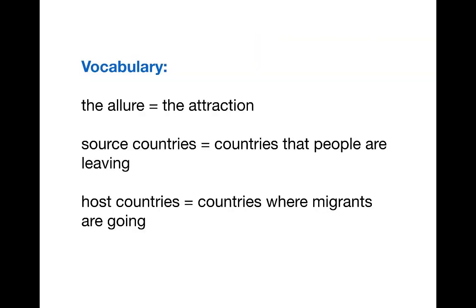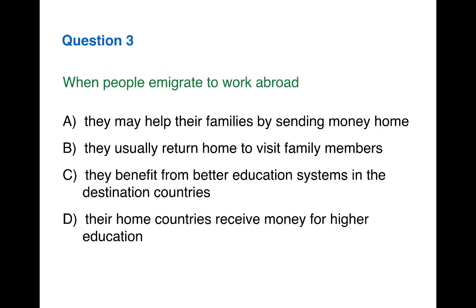Let's check the vocabulary from that question. We had the allure, which is the attraction. Source countries are the countries that people are leaving when they migrate, and host countries are the countries where the migrants are going to. Now we can move on to question 3. Here's the question, and let's underline some keywords as usual.